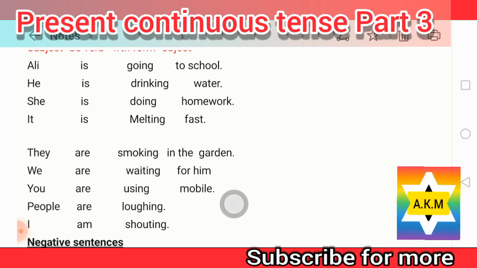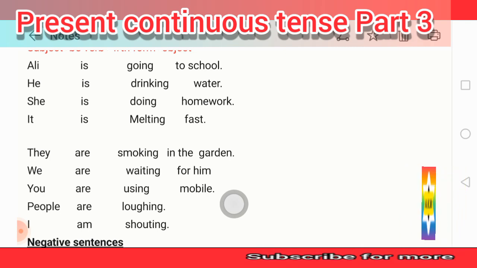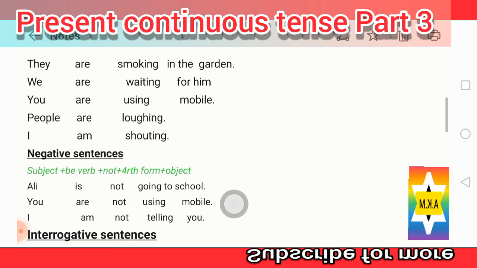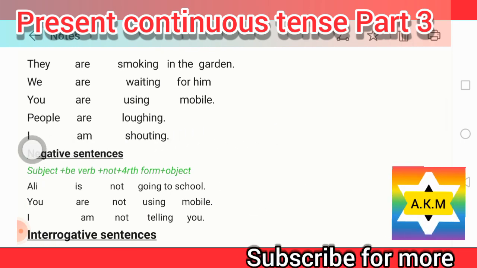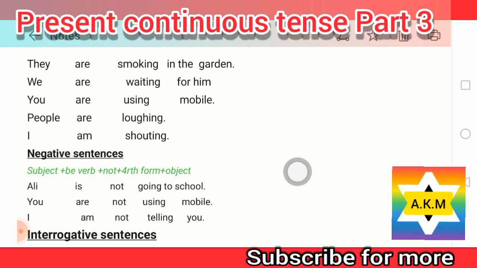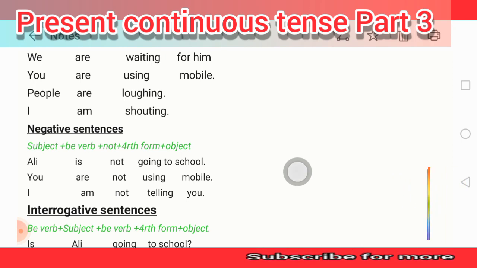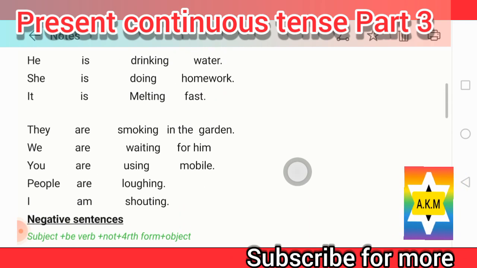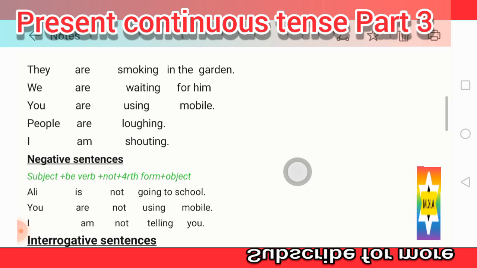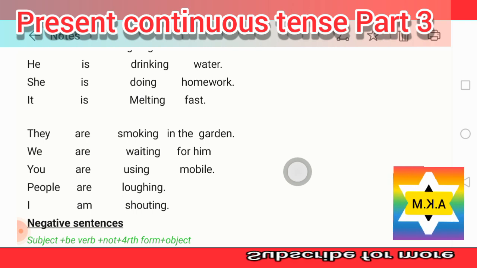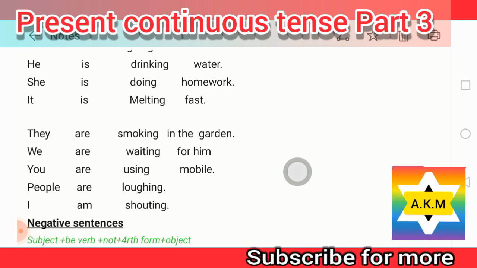But if you have they, you, we and a plural noun as a subject, and you are using present simple tense, then you will put are with these subjects, and am will be used with I. For example, I am shouting, so am will be used with I. With every subject, is has a different use, are is a different use, and am is a different use.